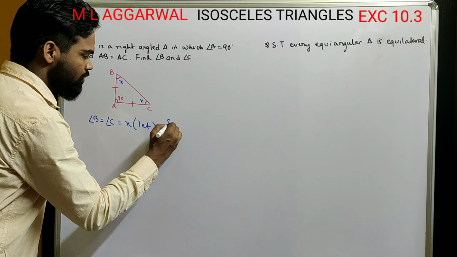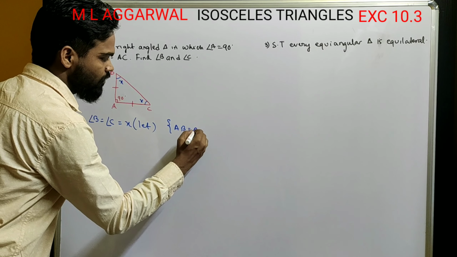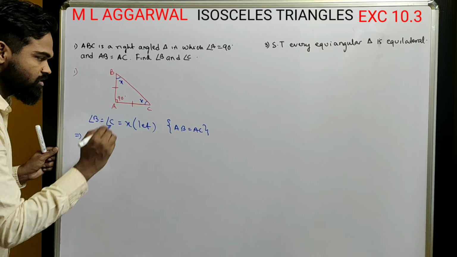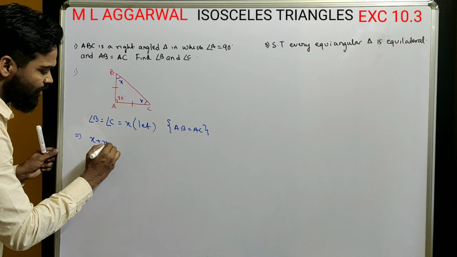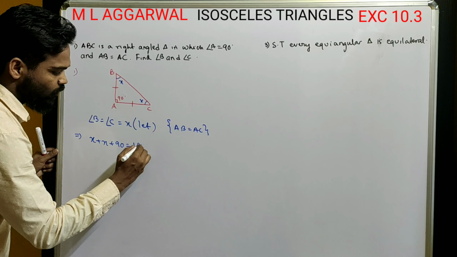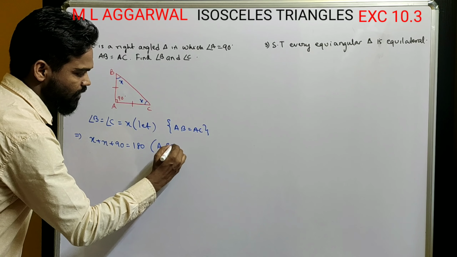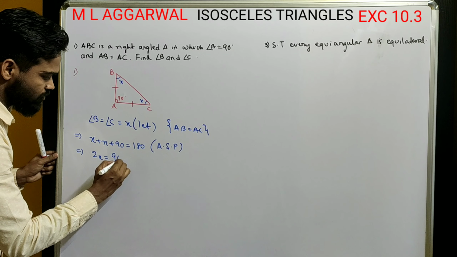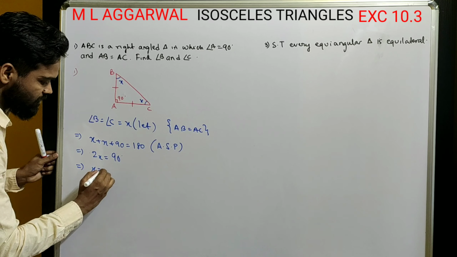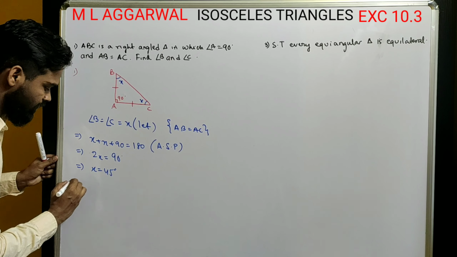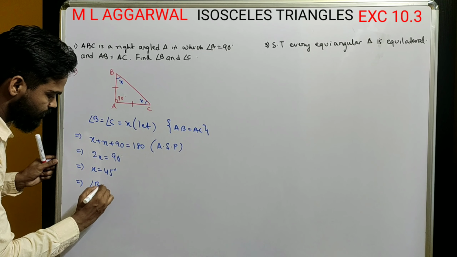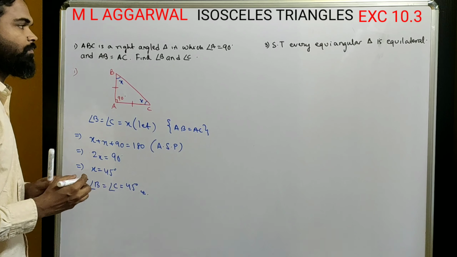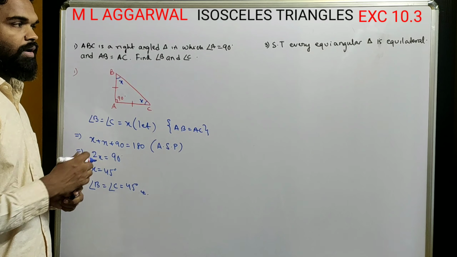And why are they equal? Because AB is equal to AC, isn't it? Now, in a triangle, angle sum property we know. If you add all the angles, you should get 180, angle sum property, which means twice of x equals 90, which means x equals 45 degrees, which implies angle B is equal to angle C is equal to 45 degrees each. Done.